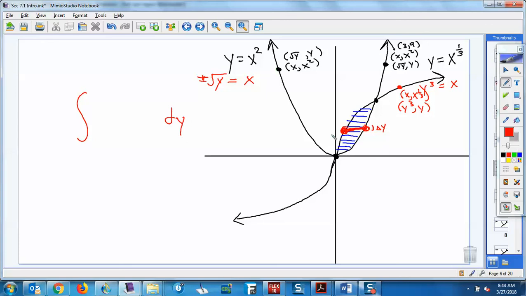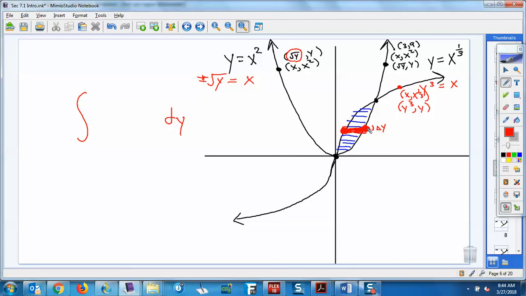What's the height of this rectangle? Well, the height, it's laying on its end. The height is this x coordinate. Now, what did we say this x coordinate is? What's the x coordinate on this graph? Square root of y, right? That's weird. I asked you for the x coordinate, you give it to me as a y, but that's what it is. Because right here, the x coordinate on the parabola is x equals square root of y.